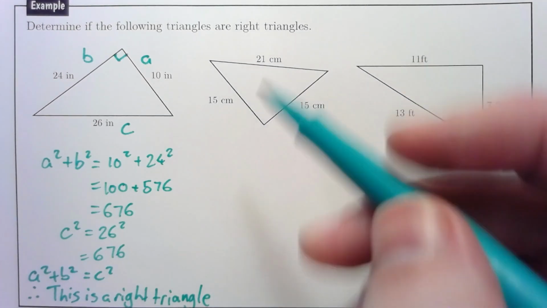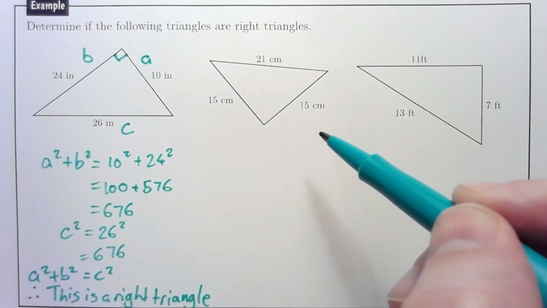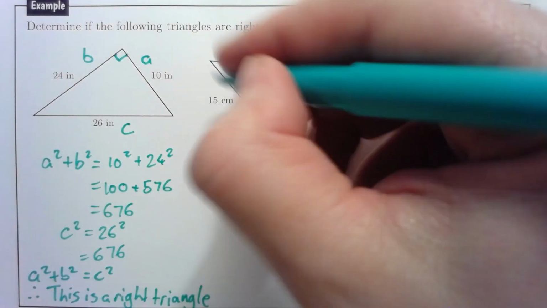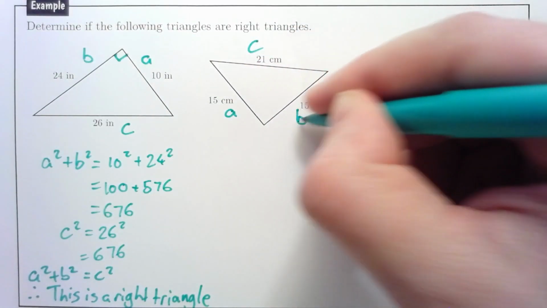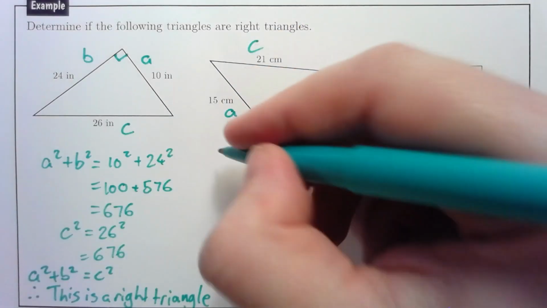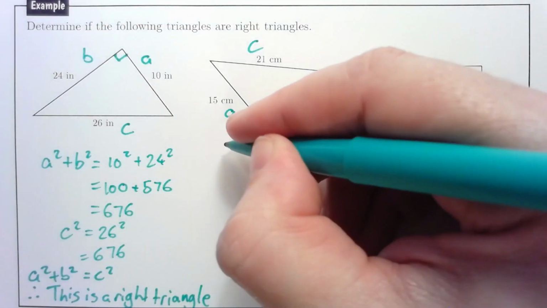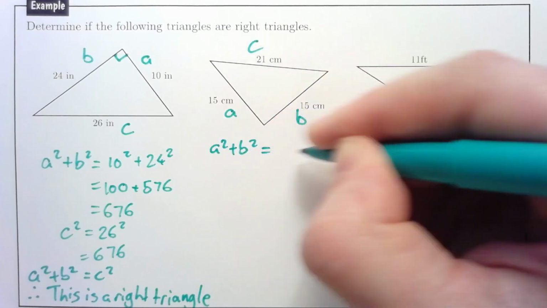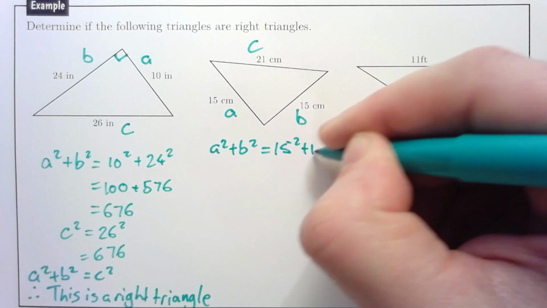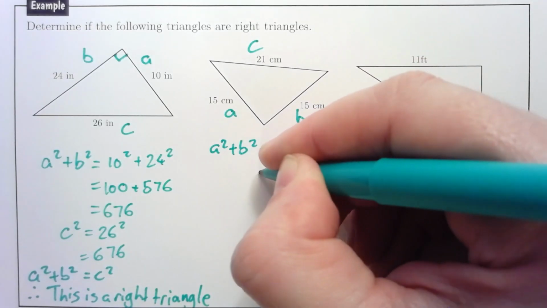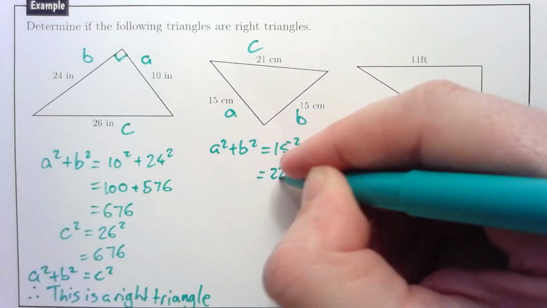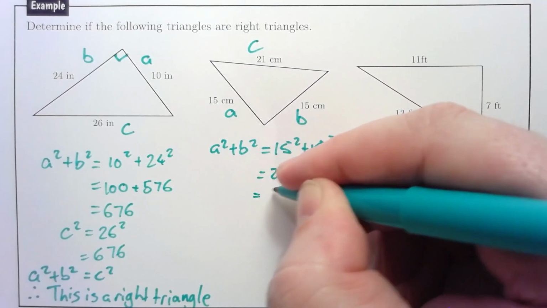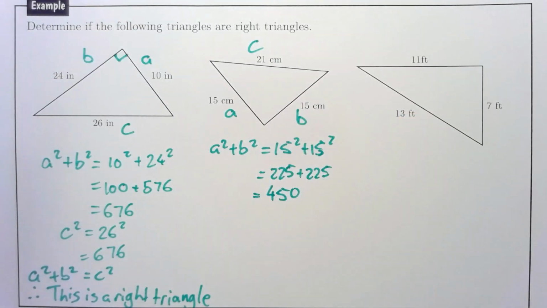Let's look at the next example. So we've got three sides, 15, 15, and 21. We know C has to be the longest one. A and B, doesn't matter which one is which. Really doesn't matter in this case because they're both 15. But let's go through the same process as before. So we need to know what A squared plus B squared is. So this will be 15 squared plus 15 squared. 15 squared is 225. And 225 plus 225 is 450.